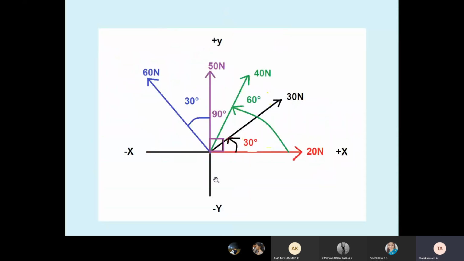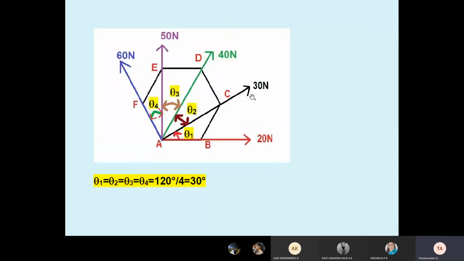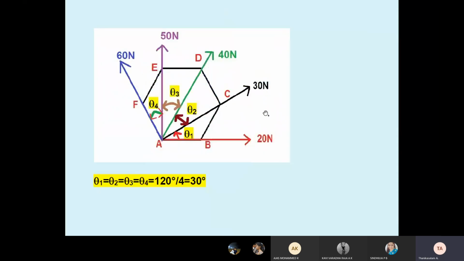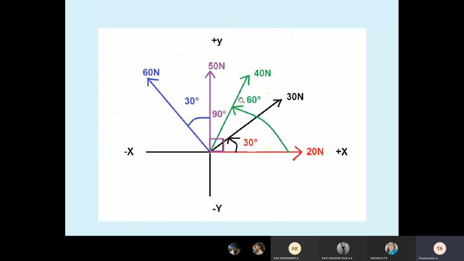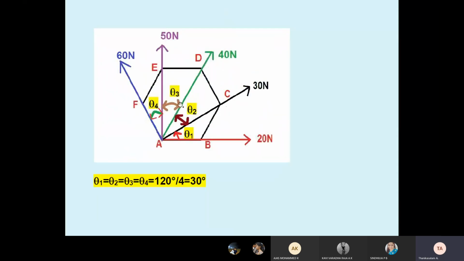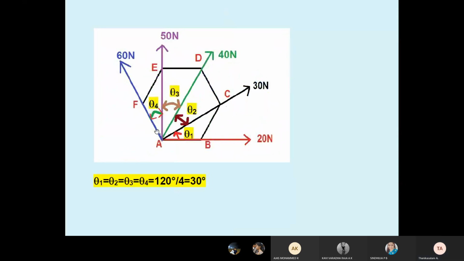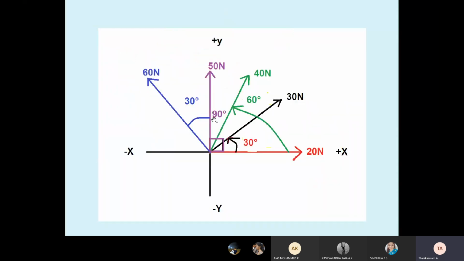For solving the problem, I converted with respect to quadrant. So the 30 Newton force is at 30 degrees with respect to the x-axis. So 20 is positive. The 30 is in the first quadrant. How is the 60 arrived? 30 plus 30. So therefore the 40 Newton force is at 60 degrees with respect to the x-axis. And the third force, 50 Newton: what is the angle? 30 plus 30 plus 30, 90 degrees. And the fourth force goes to the second quadrant, with 30 degrees with respect to the y-axis. That is theta 4.